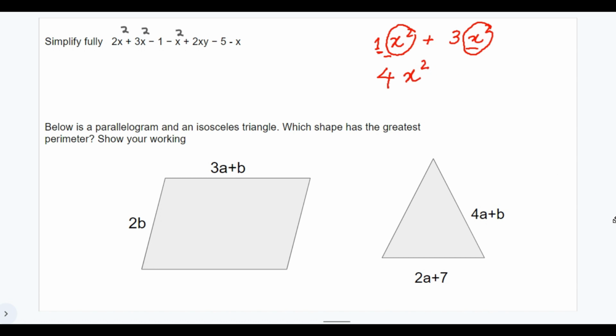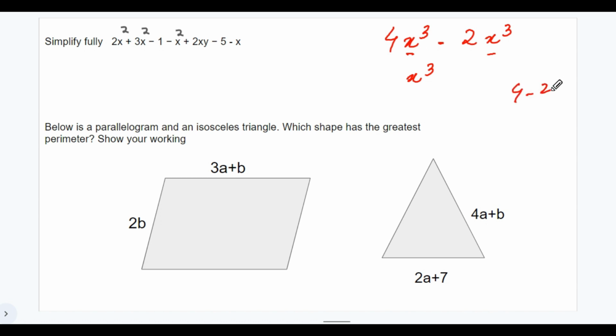In the same way, if I say can you please add 4x cube minus 2x cube, don't be worried, simply leave your variables as they are and just think what you need to do. 4 minus 2 will give you 2. So write here 2 in your coefficient place. So 2x cube will be your answer.